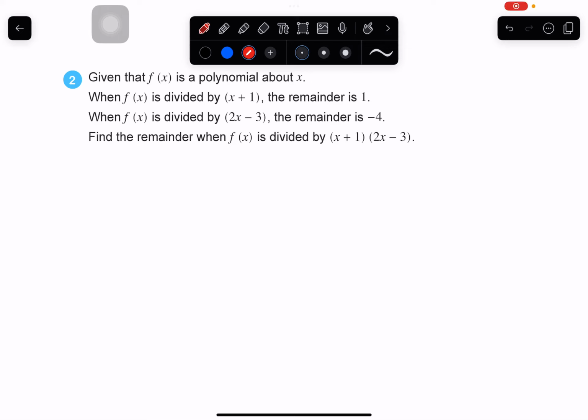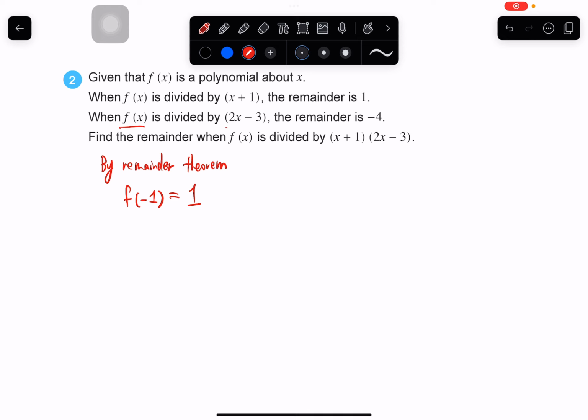Well, let's take a look at the last question of the extensive challenges. Well, we know that f(x) is a polynomial about x, so this is very much like the last challenge question we have in the lesson. So when f(x) is divided by x adding 1, the remainder is 1. It means that by remainder theorem, f(-1) is equal to 1.